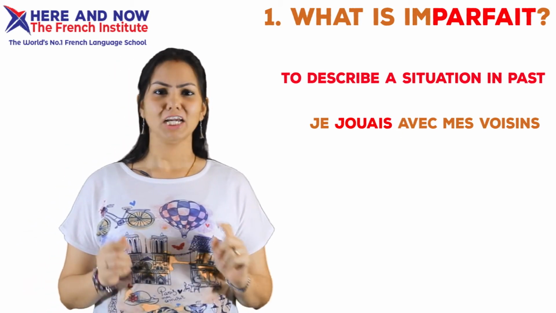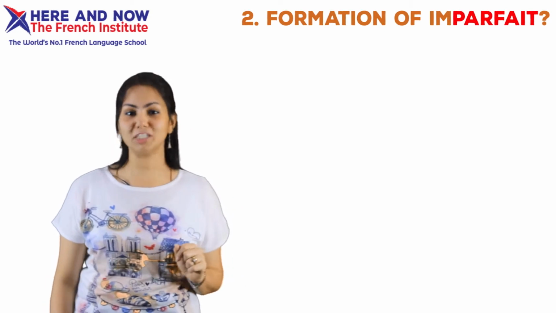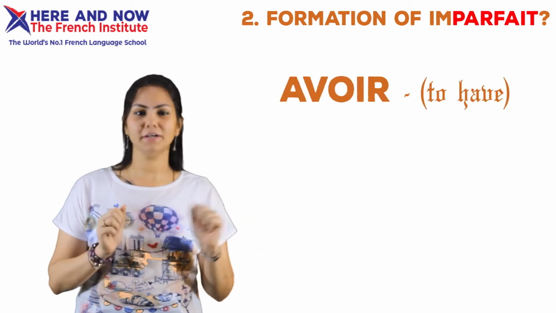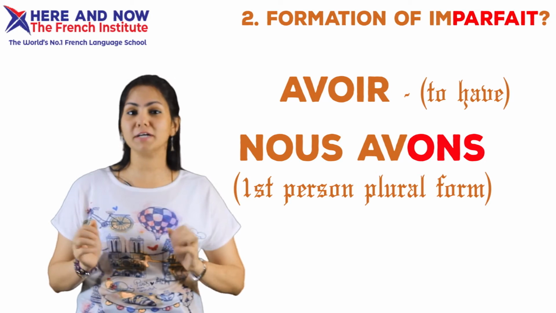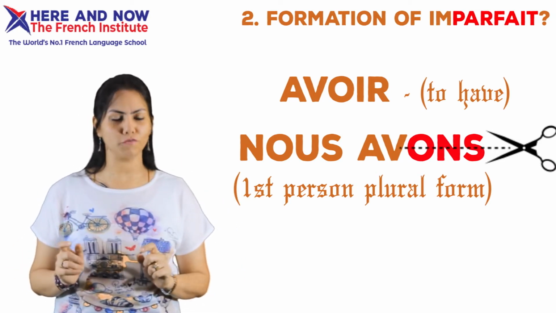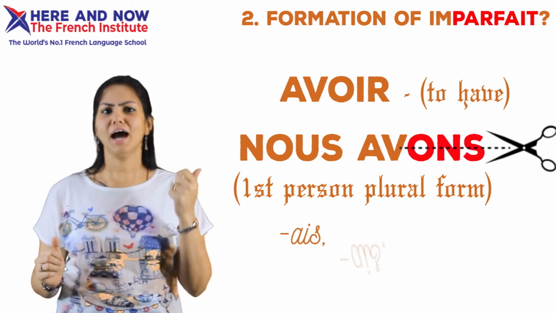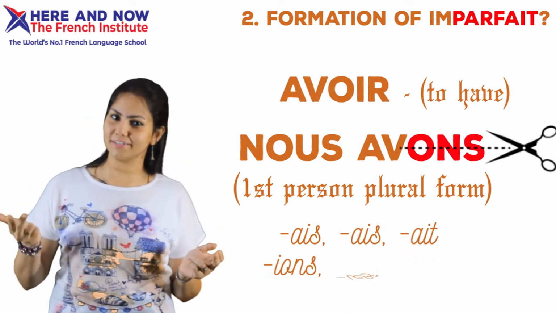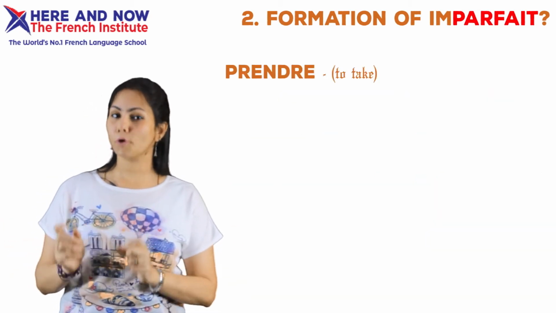In English, it was during my childhood I was playing with my neighbors. Number 2, formation. It is very simple to form imparfait. All that we have to do is take a verb, conjugate it in the present tense of the nous form, which is the first person plural. Then the ons ending should be removed and we just have to add the following endings: ais, ais, ait, ions, iez, aient.